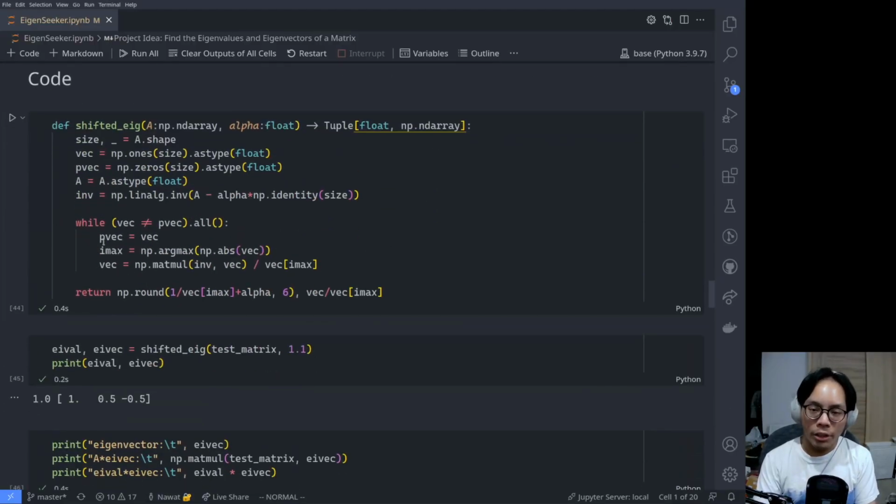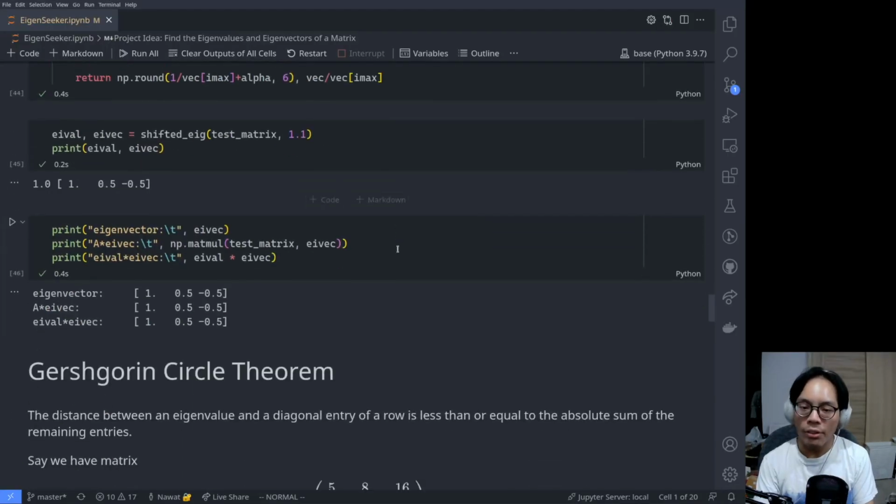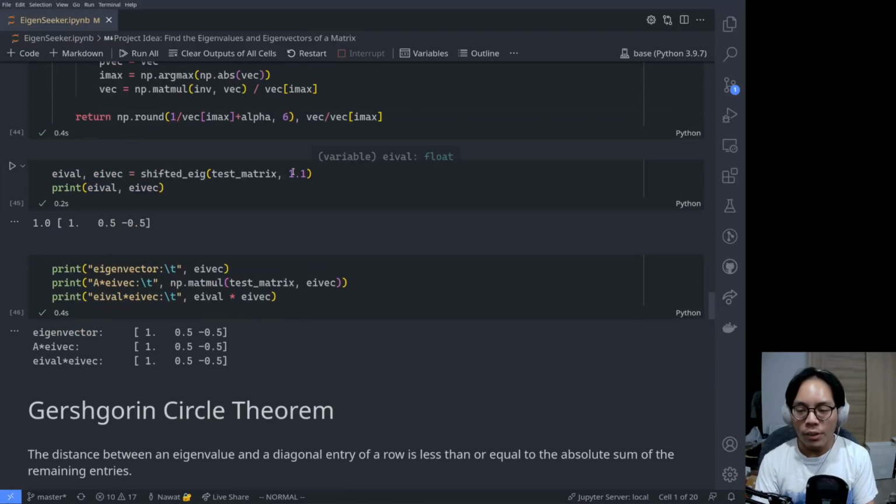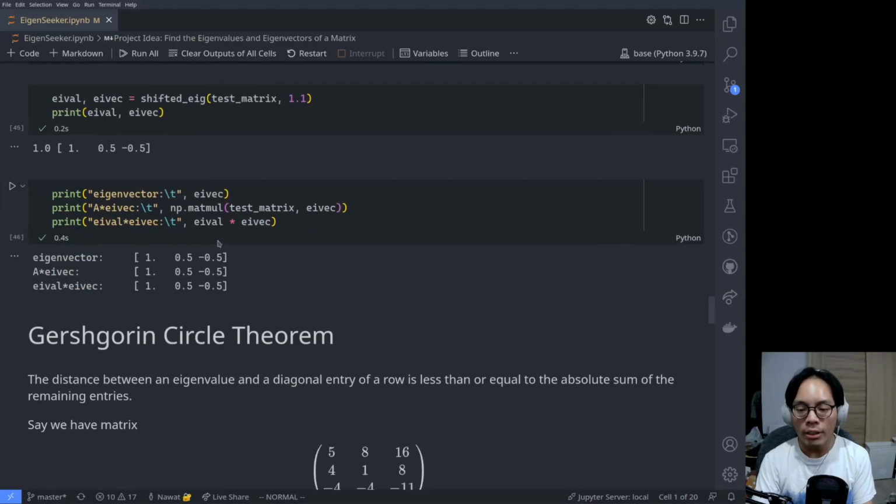So here is the code for the shifted inverse power method. I'm not going to explain it, but it's basically the same thing as the regular power method, except instead of A, you use the inverse instead. And if we start from 1.1, then we're going to end up with eigenvalue 1 and its corresponding eigenvector. And then, as you can see here, it works.